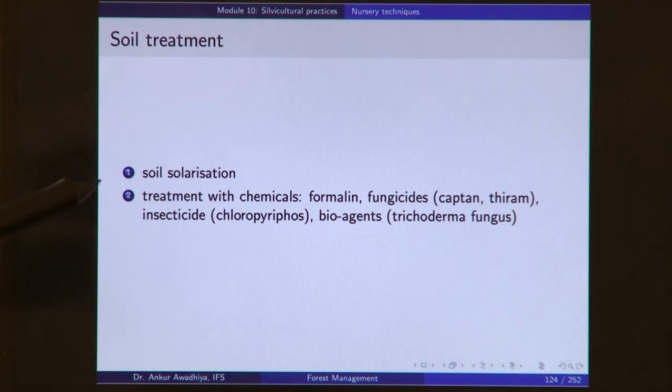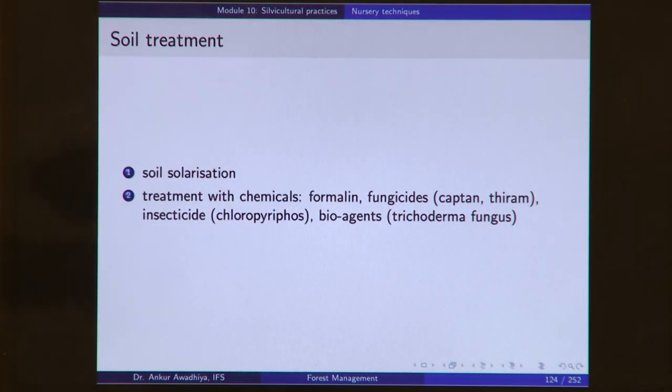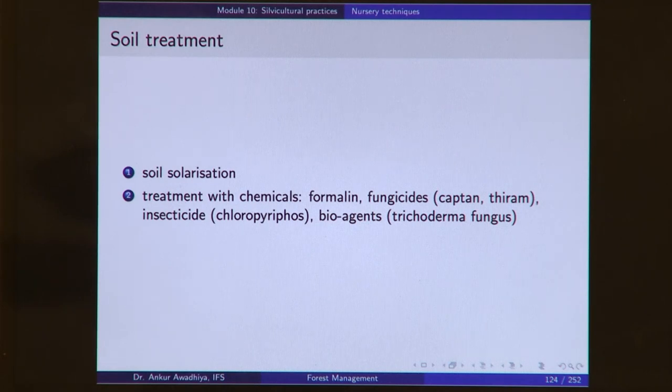The second treatment is treatment with chemicals including formaldehyde, fungicides such as Captan and Thiram, insecticides like chlorpyrifos, and bioagents such as trichoderma fungus. So, formalin kills possibly all forms of life that are there. So, essentially if you have a soil that is having a very high pathogen load, you will typically treat it with formaldehyde, or if your soil is having pathogenic fungi, you will treat it with fungicides. If you have insects or pests, then you will treat it with insecticides, and bioagents such as trichoderma fungus are added to the soil because it acts as a symbiotic fungus which helps in the growth of the plants. So, different kinds of treatments are given to the soil.